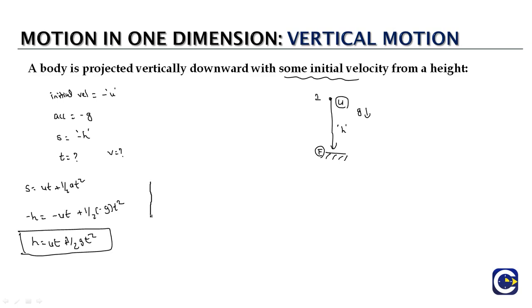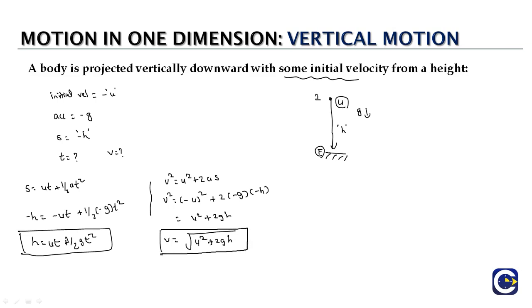And to find the final velocity, we'll use the relation v² = u² + 2as. So v² = (-u)² + 2 × (-g) × (-h), thereby we'll have u² + 2gh. So v will be equal to the root of u² + 2gh. This is the final velocity of the object by the time it reaches the surface of the earth. So these are the two important results in the case of an object thrown vertically downwards from a height.